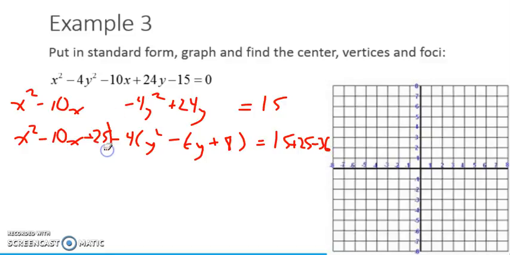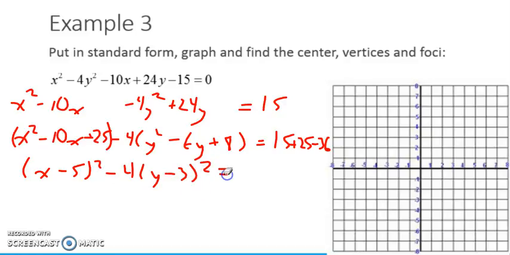And then the factoring will always break down nicely. The x piece, it should be half of the middle number. And for the y's, half of the middle number. And then if you add together the 15 plus 25 is 40, minus 36 is +4, but I can't have a 4 over there. I need to divide everything by 4 in this case.